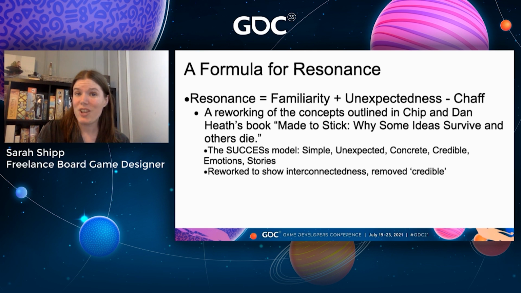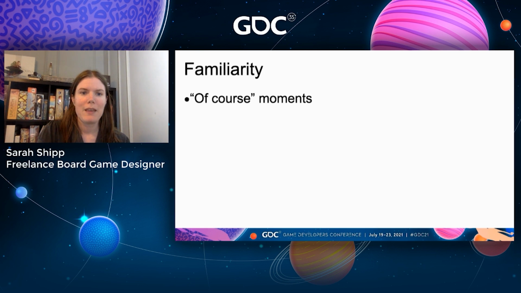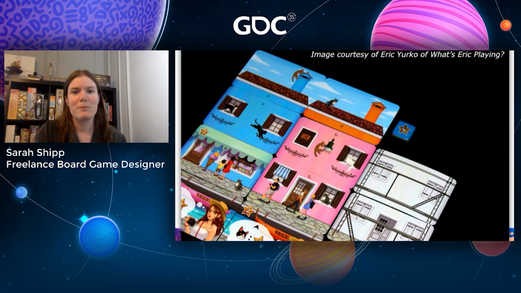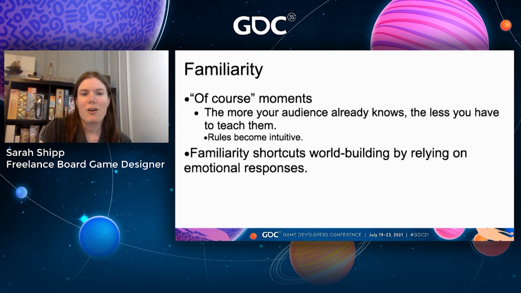unexpectedness minus chaff means. Familiarity is a concept that should seem obvious, but it's got a lot going on with it. Familiarity is best described by "of course" moments. Of course, wheat makes bread, or flour, or charcoal, or cattle. Of course, the ground floor must be built before the second floor. The more the audience already knows, the less you have to teach them, which makes rules intuitive.